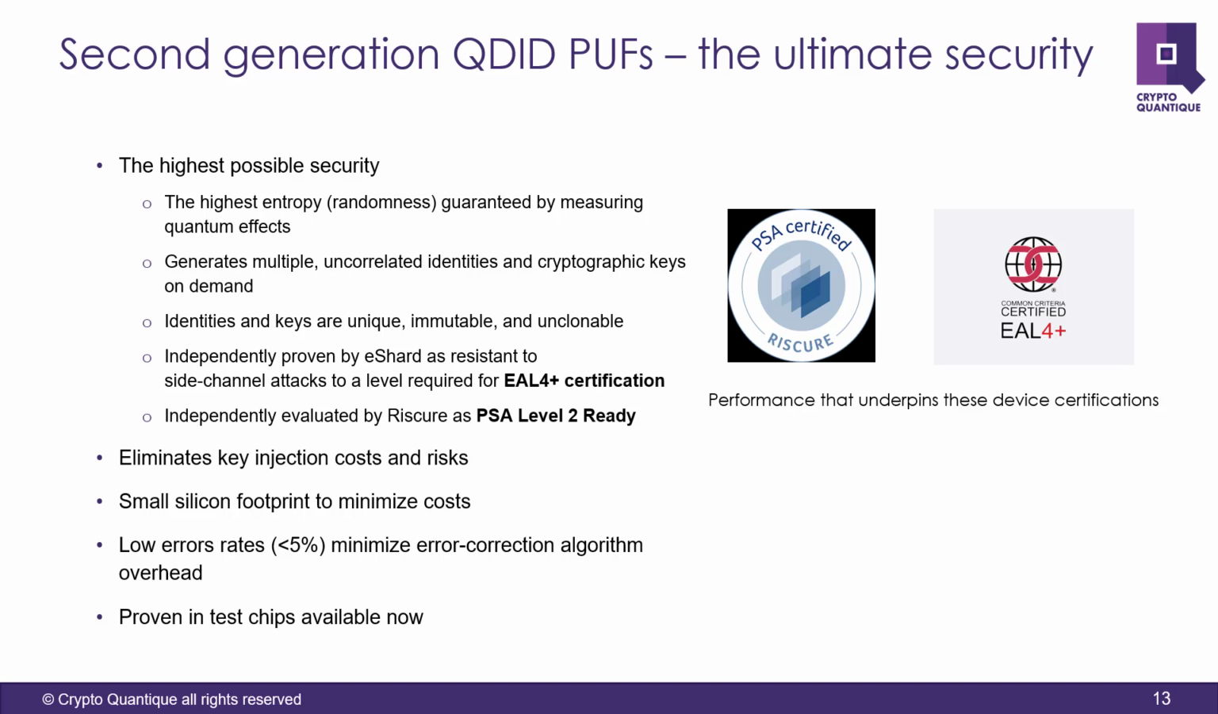There has been independent testing of the PUF, and it has been shown that it can achieve EAL level 4+. It is also PSA level 2 ready. Of course, these types of PUFs eliminate the need for key injection and all the risks involved with that. The QDID IP has a very small silicon footprint and very low error rates, so there is a very small error correction algorithm, a very small overhead, and we have proven test chips, and these are available today.